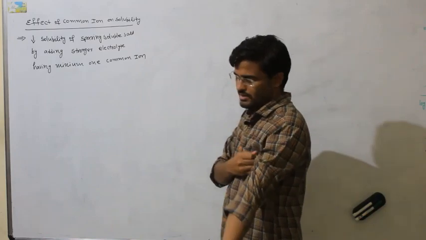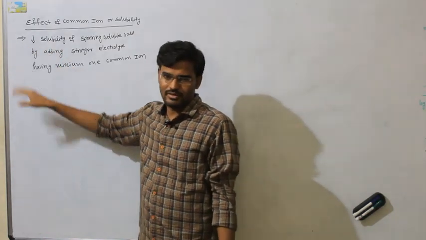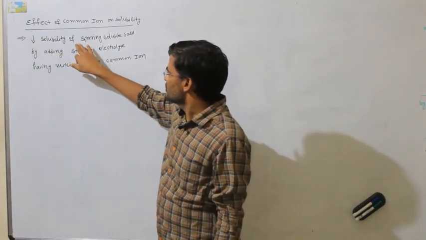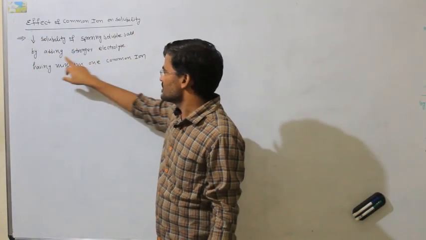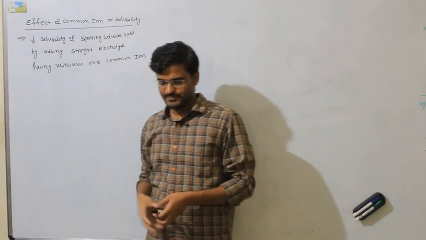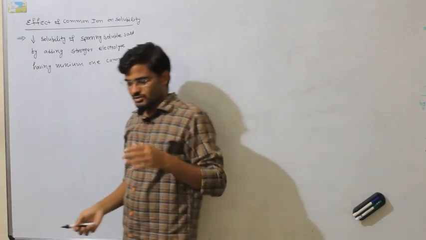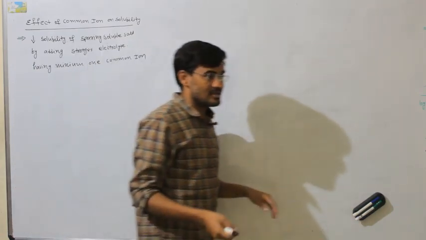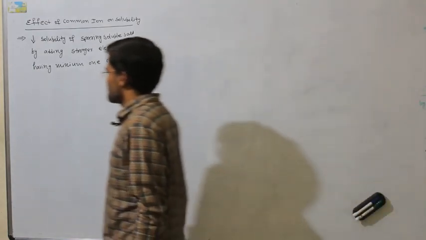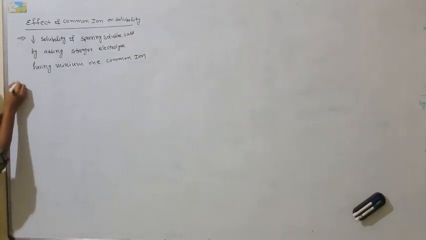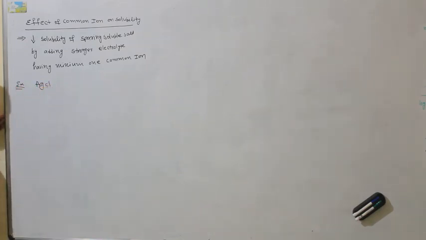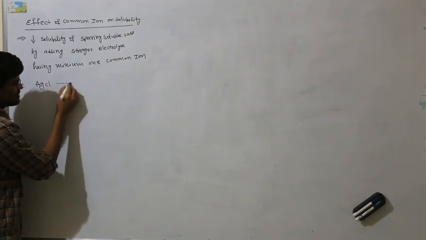What I am saying? Decreasing or suppressing the solubility of sparingly soluble salts by adding a stronger electrolyte having minimum one common ion. So that will suppress. Then how it suppresses we will see. One example we will take for sparingly soluble salt, that is silver chloride.